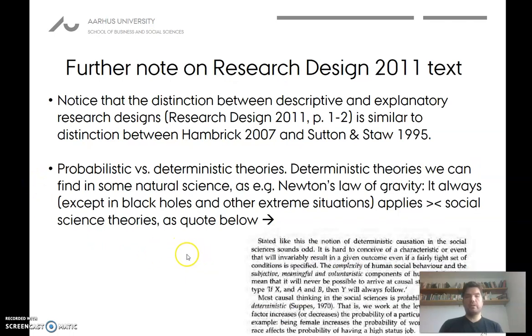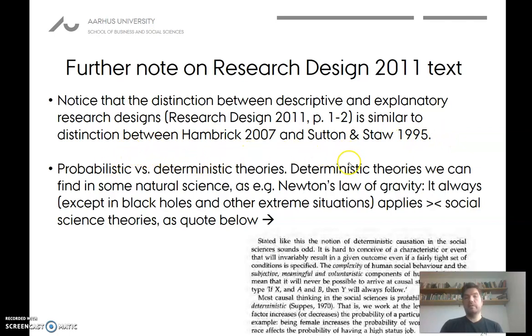Just one more comment here on this Research Design 2011 text. The point I'm trying to make here, in that text, they make a distinction between descriptive and explanatory research designs. It's very similar to descriptive in Hambrick and explanatory expectation in the Sutton and Staw article, just to make that link. And they also talk about probabilistic versus deterministic theories.